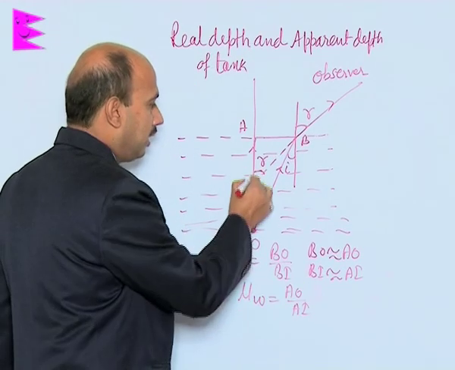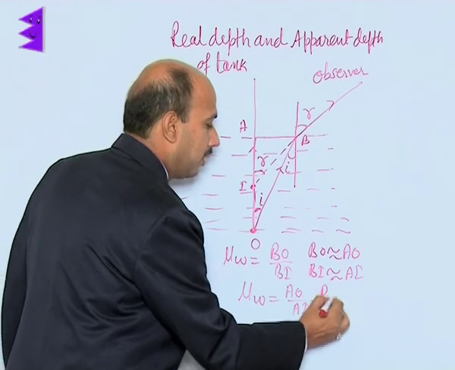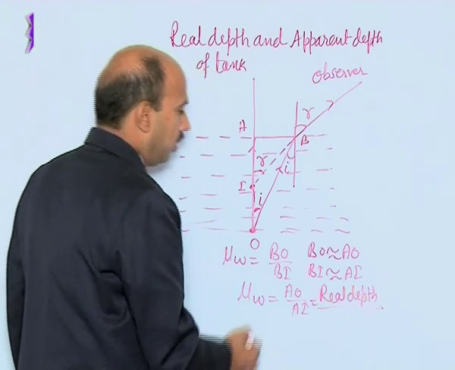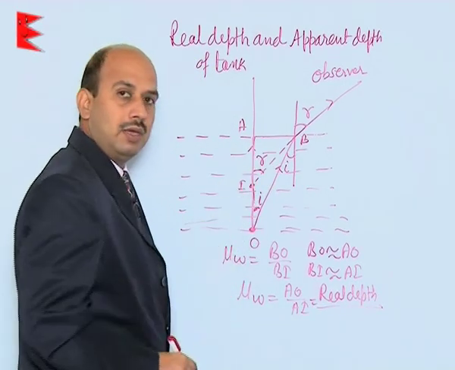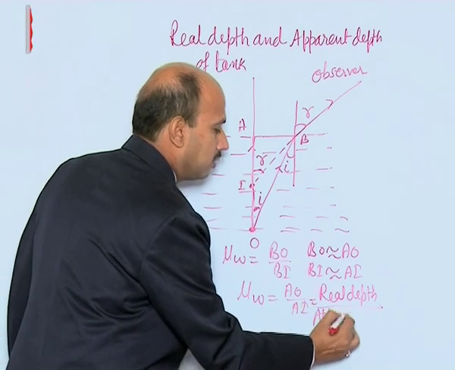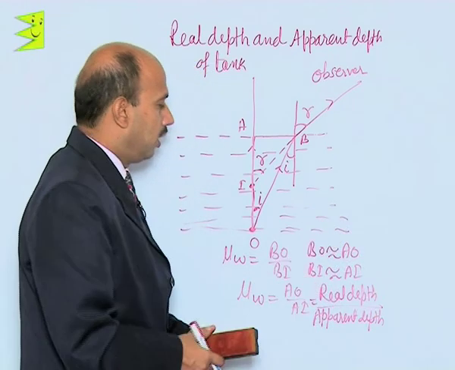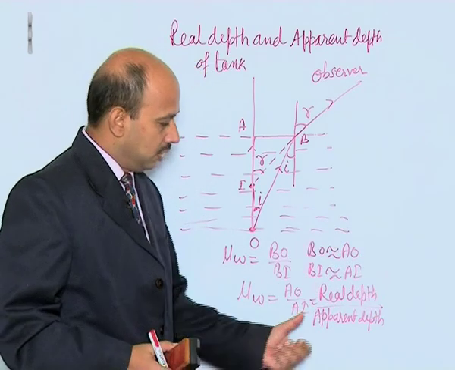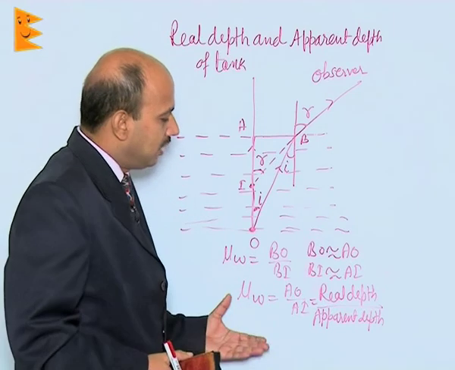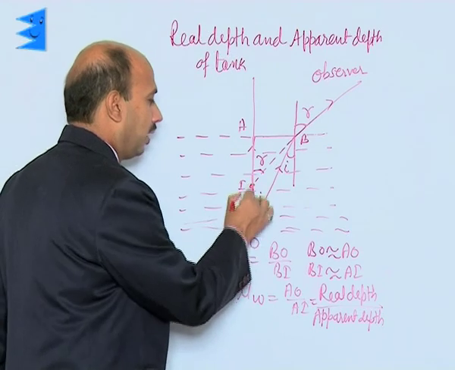AO is the real depth or the real position of the object. So, that can be written here as real depth upon AI, which is the position it appears to be, that is called apparent depth. So, the refractive index is equal to real depth upon apparent depth. If we know this real depth and apparent depth, we can calculate also here IO.